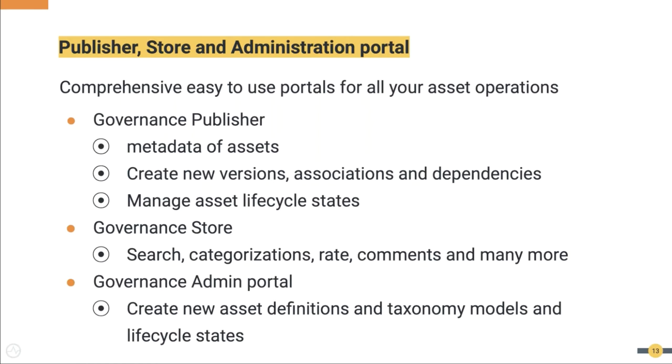So in the governance publisher, instead of just API metadata, you can add metadata of those assets that you have defined and the assets that are already available. You can create new versions of the assets. You can create associations and dependencies of those assets, and you can also manage asset life cycles in that publisher view. So I'll show that publisher view in a while.